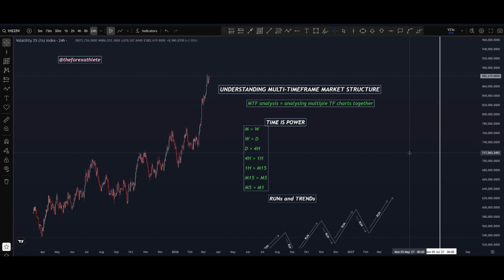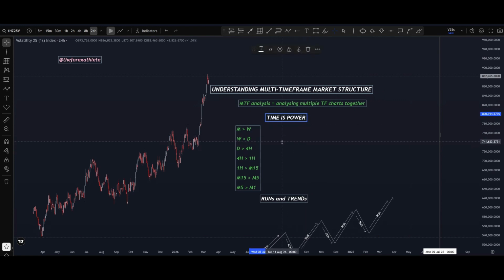So we are going to quickly talk about time. What is time? In the Forex space or in the synthetic indices space, time is power. It's very, very crucial. The monthly time frame is greater than the weekly time frame. The weekly time frame is greater than the daily time frame. The daily is greater than the 4 hour. The 4 hour is greater than the 1 hour, and the 1 hour is greater than the 15 minutes. And the 15 minutes is also greater than the M5, and the M5 is greater than the 1 minute time frame chart. So that is all you need to know.